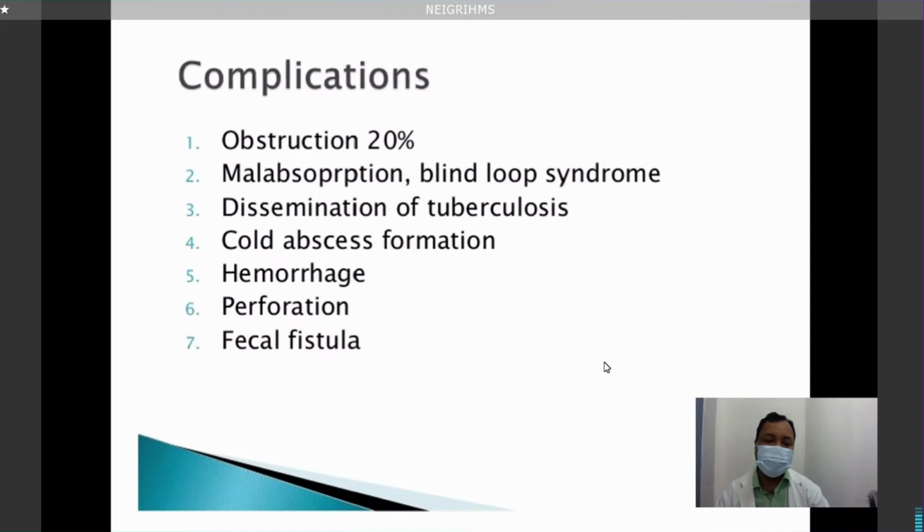Usually for TB per se, operation is not done. But when there are complications, then only the role of the surgeon comes. Complications can be in the form of obstruction, which will present with colicky pain, or sometimes with malabsorption. But for these, you do not really need surgery always. Most of the obstructions, if properly managed conservatively with anti-tubercular drugs, usually the patients will improve.